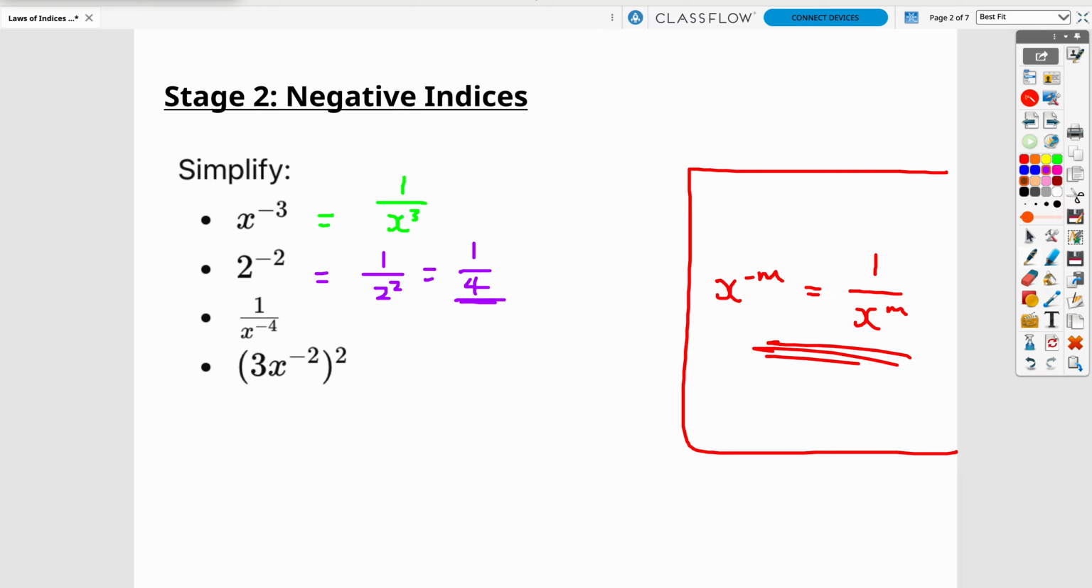I'm running out of room here, aren't I? I haven't got a lot of space. Let's just come down here and do this one in red. So this one is now 1 over... now what I've got is x to the power minus 4. It's a little bit like the first question.